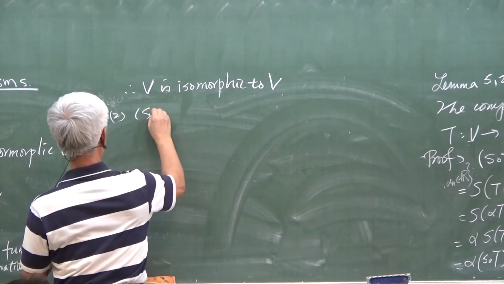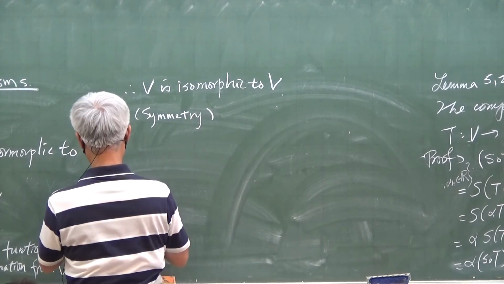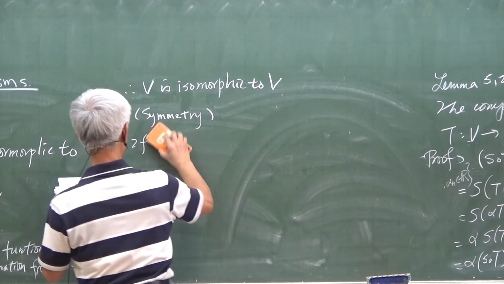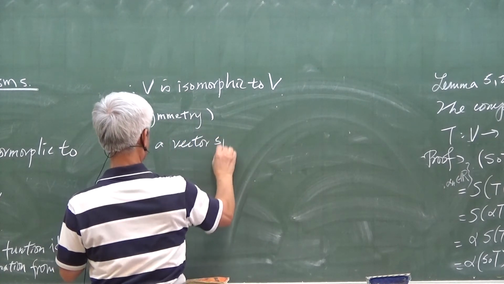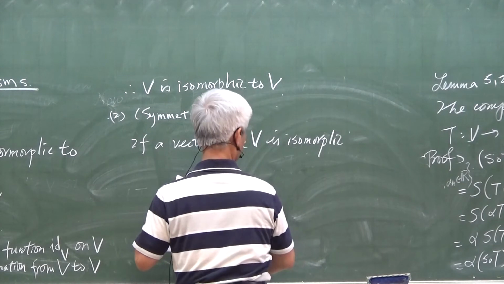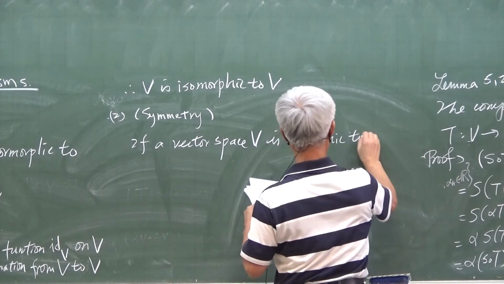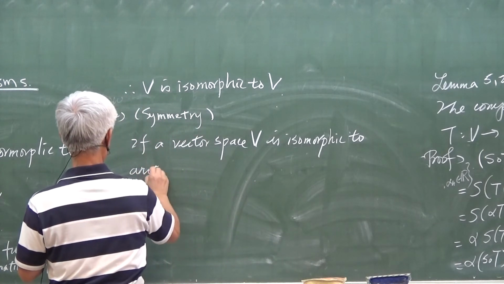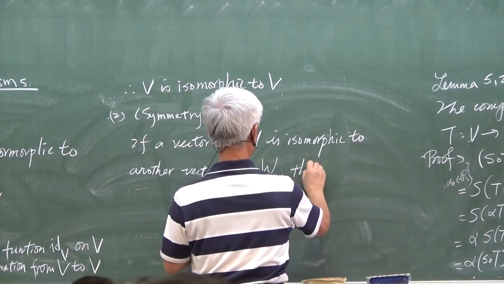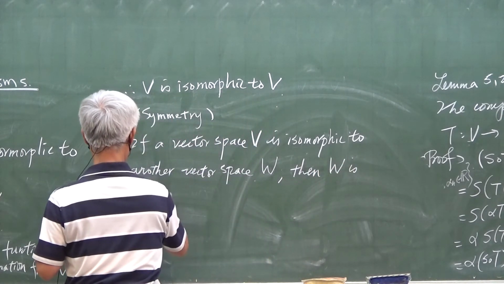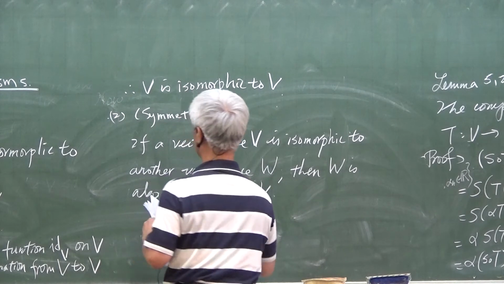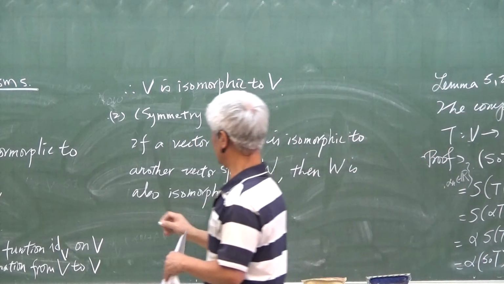The second is symmetry. If a vector space V is isomorphic to another vector space W, then W is also isomorphic to V. Okay, it's called symmetry. The proof.